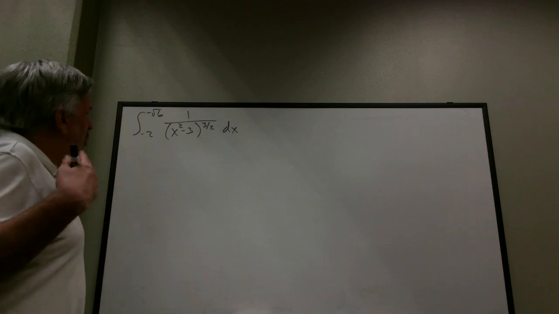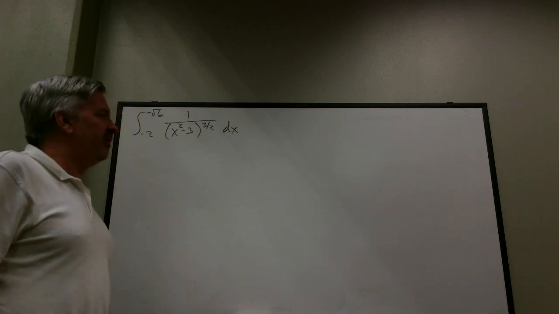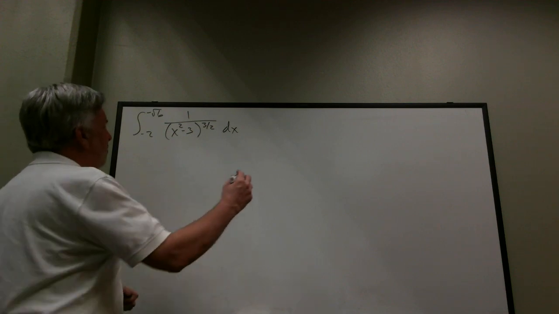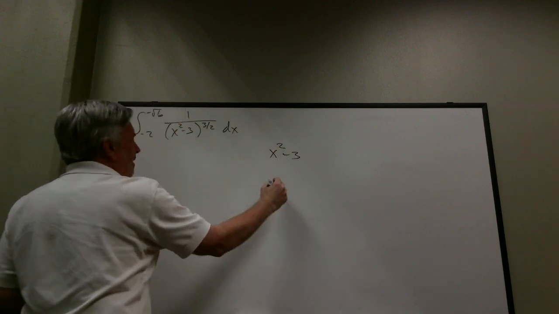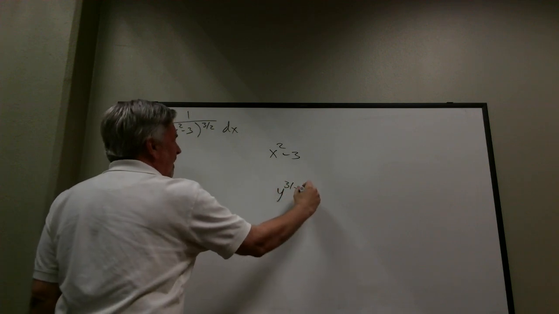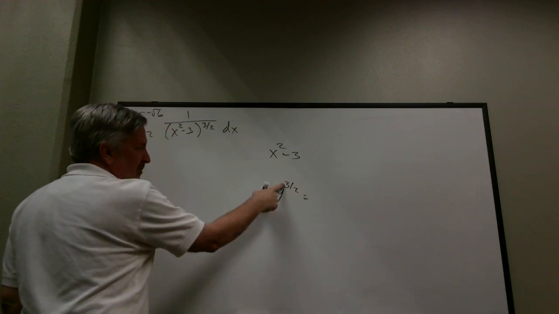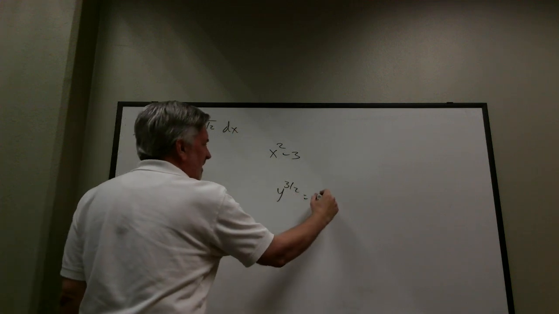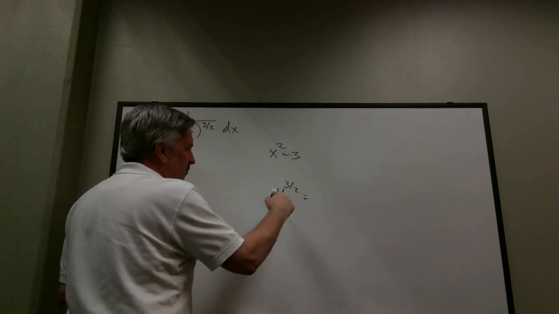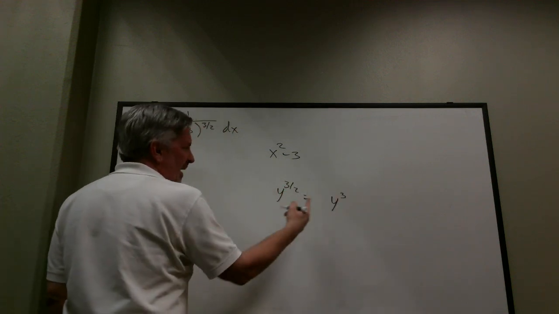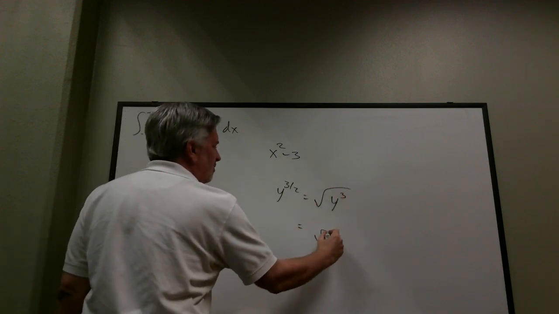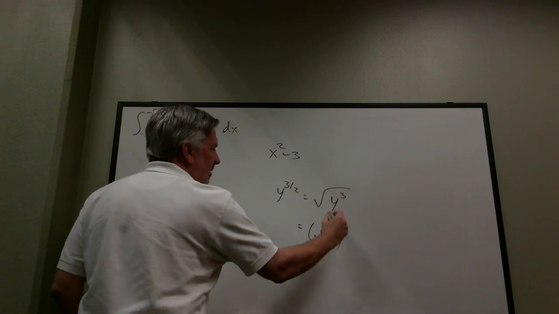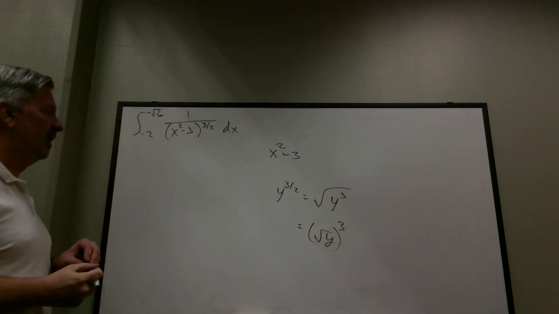But why is it a problem in this section on the trig substitution? Okay, don't let the 3/2 throw you. Remember, if you have y to the 3/2 power, the 3 is the power and the 2 is the root. So you can either take the power first, y cubed, and take the square root, or you can take the square root of y and then raise it to the power. Either way is fine.